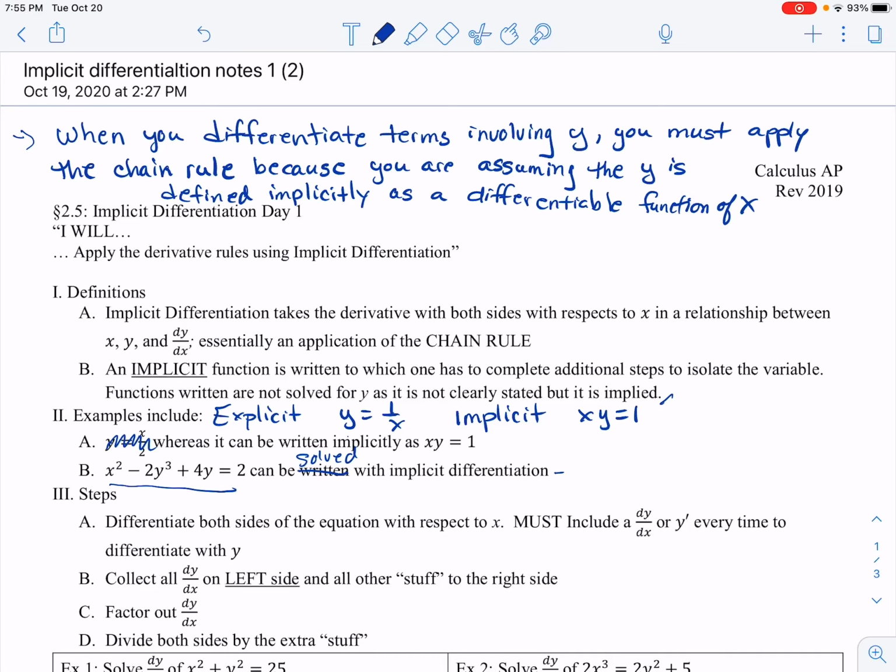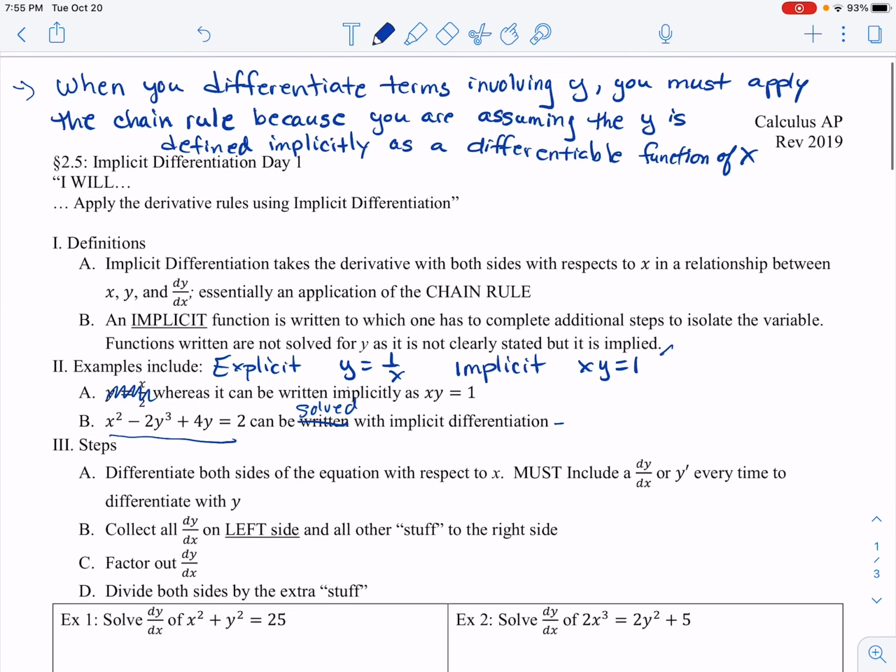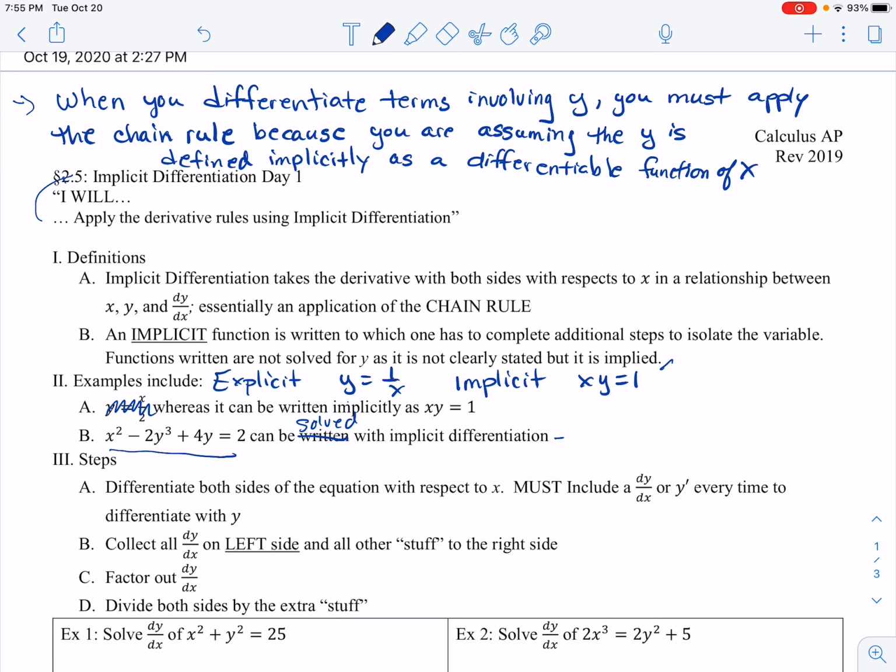Today's lesson is implicit differentiation. Now, we stole these notes from somebody we found. We like his layout and format. The words at the top are a little confusing, okay?